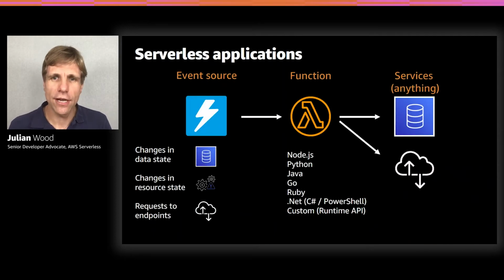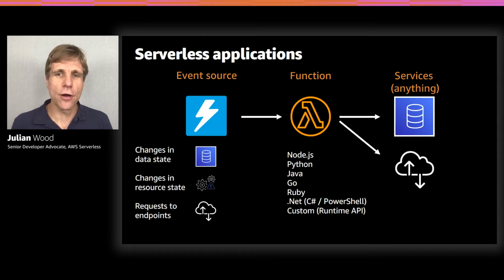When we talk about a serverless application, we're talking about the actions of an event-driven application. An event source, which could be a change in data, a change in resource state, or an event can also be a request to an HTTP endpoint. This event then causes a Lambda function to run, which does some processing on the event. The function typically comprises a small, single-purpose piece of code and can be written in a number of languages provided by the platform, or you can bring your own language using the runtime API.